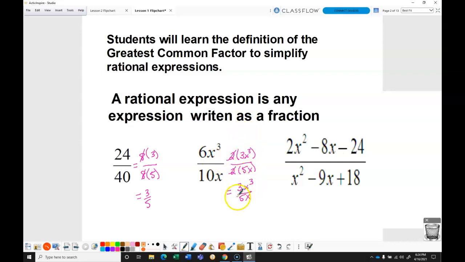So that's as simple as the coefficients go, but now I need to think about the exponents on the variables. So this one's being raised to the third power, and this one's to the first.